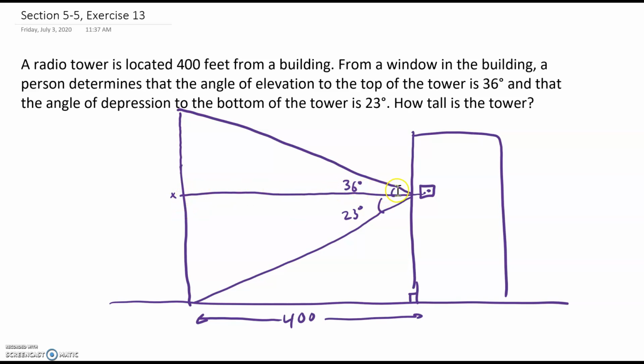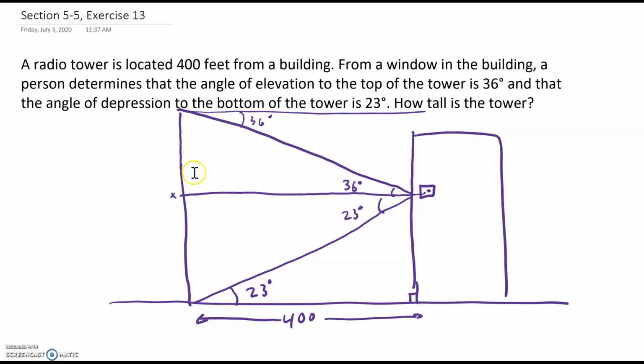We have a horizontal line here. We have the ground. And so if this angle of depression is 23 degrees, then this angle also has to be 23 degrees right there. That'll be a little bit easier to figure out. And same thing up here, although that's not going to help us, that angle up there would be 36 degrees as well.